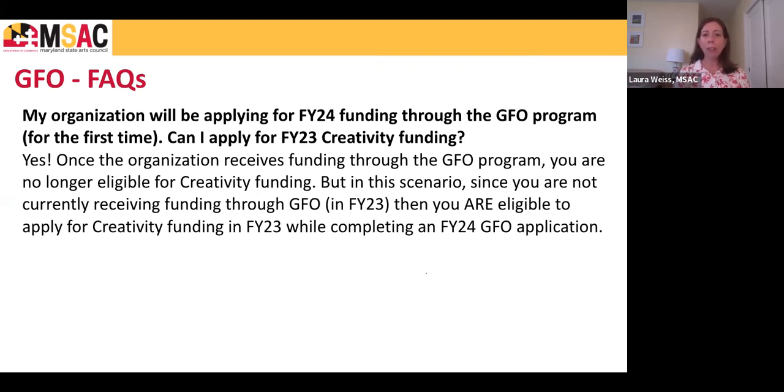Once the organization receives funding through the GFO program, you would no longer be eligible to receive funding through the creativity program. But while you're going through that application process, since you are not currently receiving funding through GFO in the current year, FY23, you are eligible to apply for creativity funding right now in FY23 while you're completing the process for FY24 GFO funding.